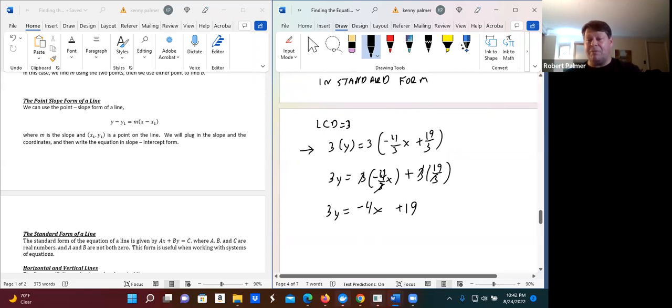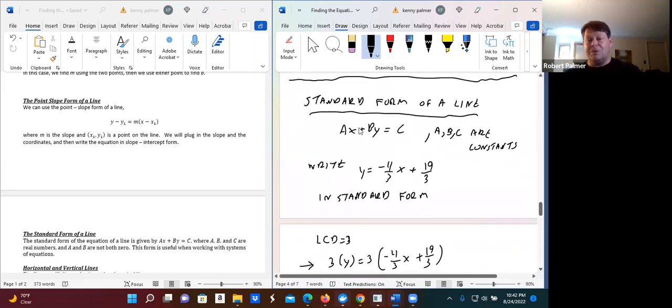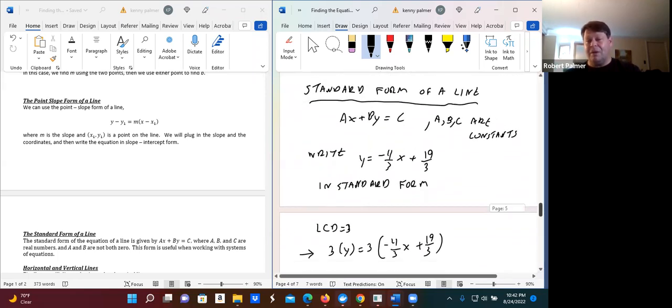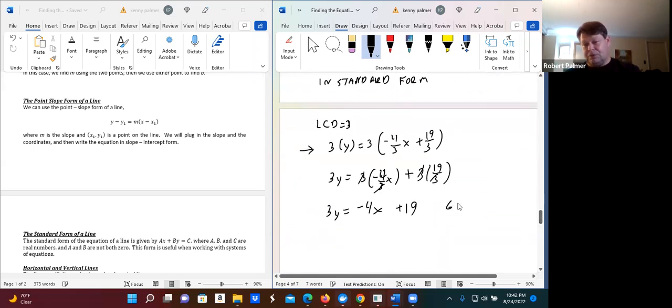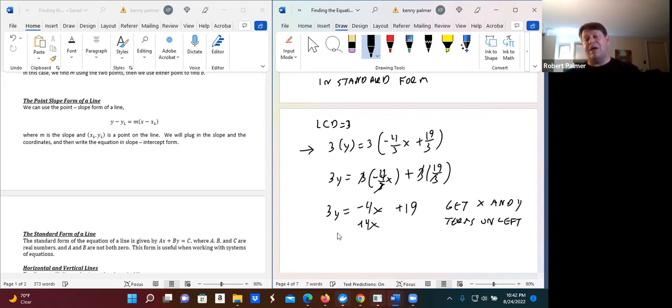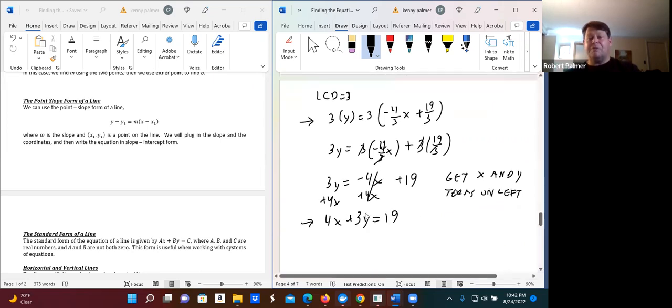And then we have one more step. We want to get the x and y terms on the same side. Okay. So I'll say that: get x and y terms on the left. And so if we do that, let's add 4x to both sides. Cancels out here. We're left with 4x plus 3y is equal to 19. Okay. So this is just another form of this line.